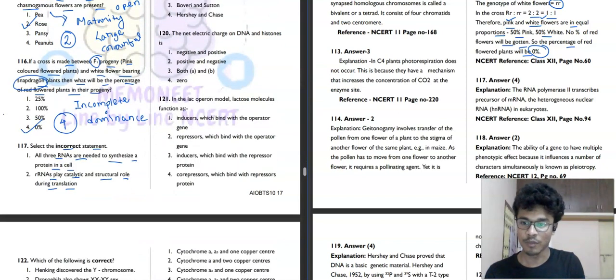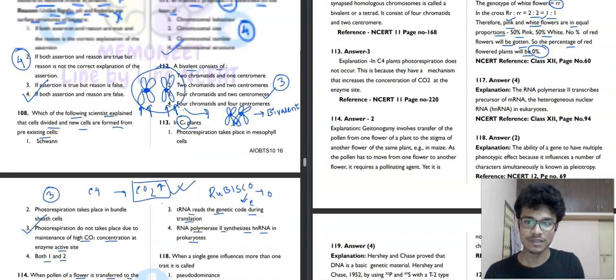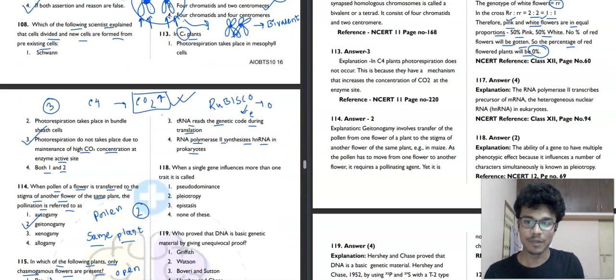So let's explain one by one. All the 3 RNAs, that is rRNA, mRNA, tRNA, are needed to synthesize a protein in a cell. We know that. This is the correct statement. Next is rRNA, that is the ribosomal RNA, plays catalytic and structural role during translation. This is also a correct statement. Now the next is tRNA. tRNA reads the genetic code during translation. We know that these have the codon, so anticodon sequences, so it reads the genetic code in the tRNA structure. You will see somewhat like this.